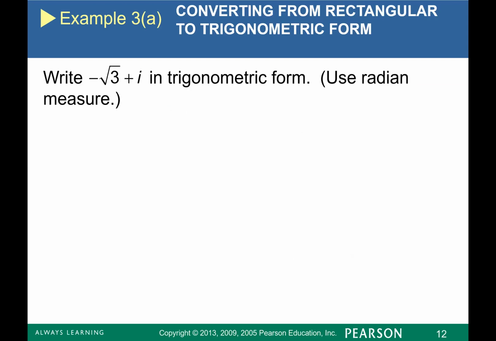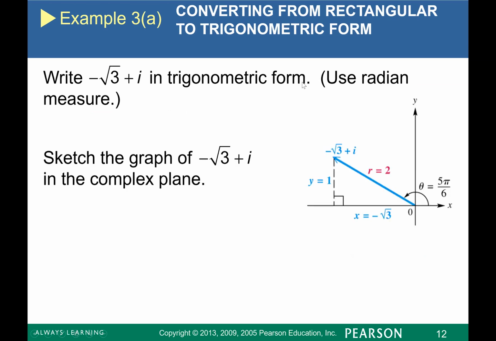Okay, so write negative square root of 3 plus I in trigonometric form. We're going to use radian measure. So the first thing we're going to do is draw a picture. So we go negative square root of 3 units, so that's to the left square root of 3, up 1. And then to find R, we just take negative square root of 3 squared, which is 3, plus 1 squared is 1. 3 plus 1 is 4. Square root of 4 is 2. So that's how they got R to be 2 over here.